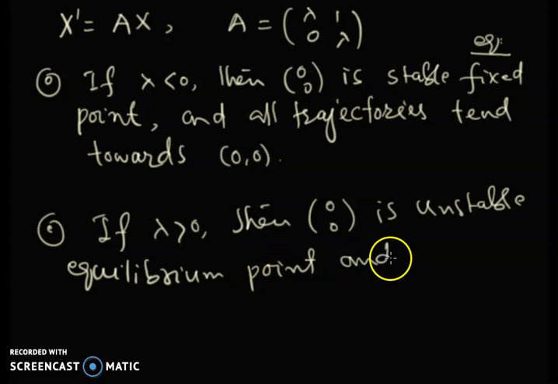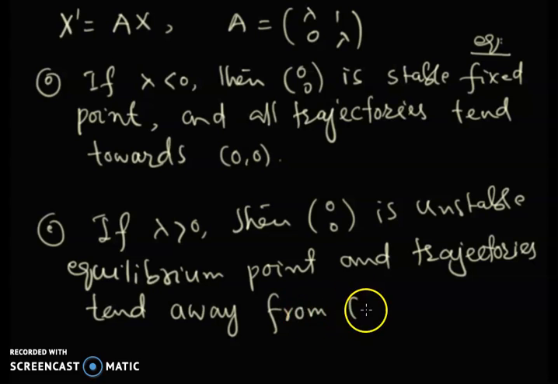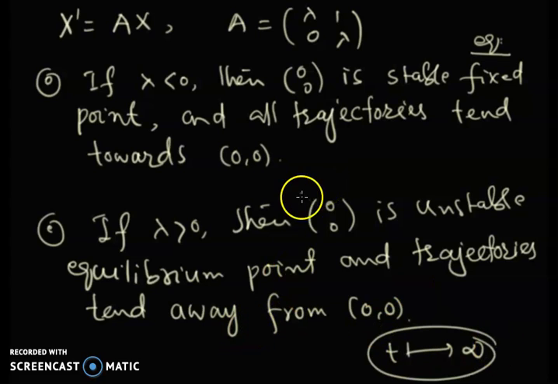And trajectories tend away from (0, 0). When I say away or tend towards, I'm talking as t goes to infinity, in other words, in the long run. So (0, 0) in this case is an attractor, and in this case it is a repeller. Thank you.